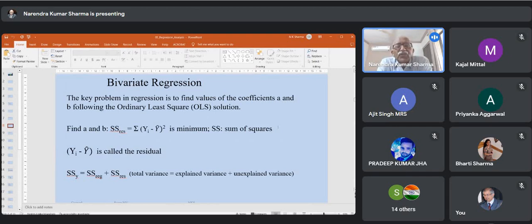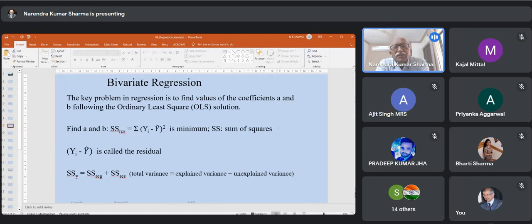The key problem in regression is to find values of the coefficients a and b following the ordinary least square solution. As I said, we'll follow the OLS. It is called ordinary least square solution because we minimize the sum of the squares of the errors. So suppose you have taken 10 respondents in your study. For 10 respondents, we will get the observed value of y, and for each, we will also get the estimated value of y. So there will be 10 errors. For each individual, there will be an error, y i minus y i hat. If we square them and sum them, this is the condition that we put on the ordinary least square solution: the sum of the squares of the errors should be minimum, should be smallest.